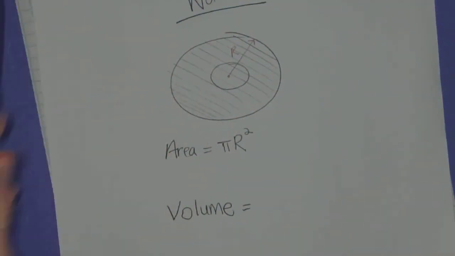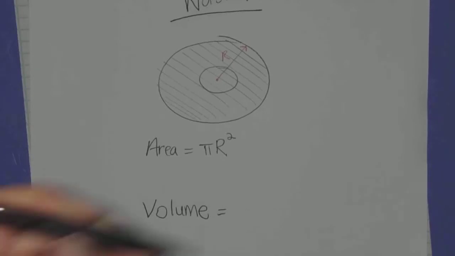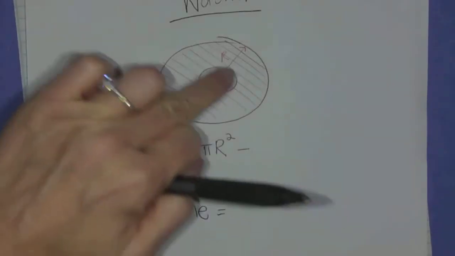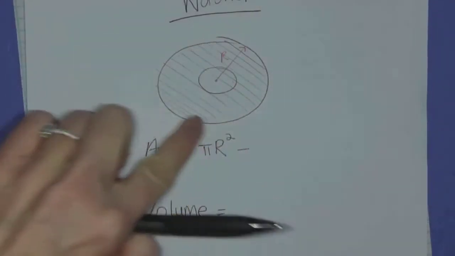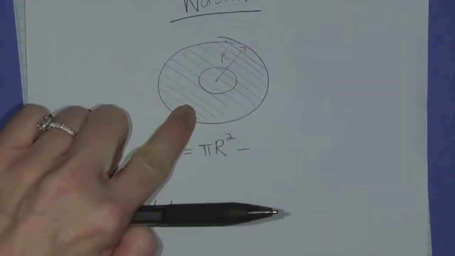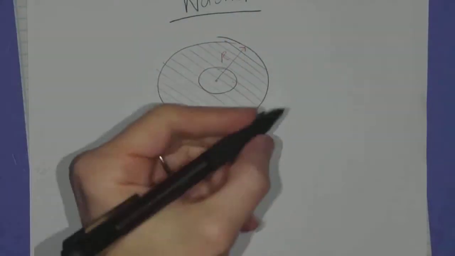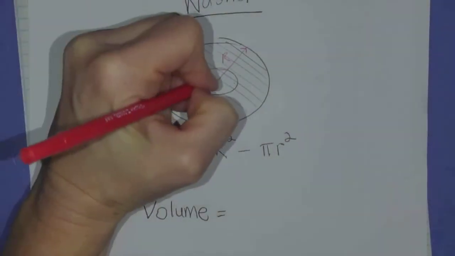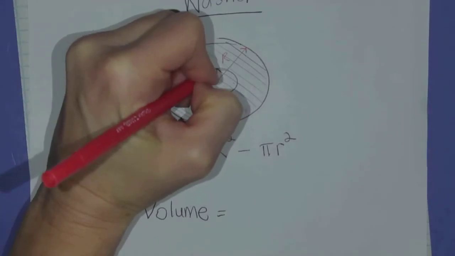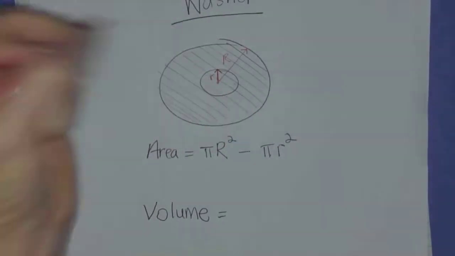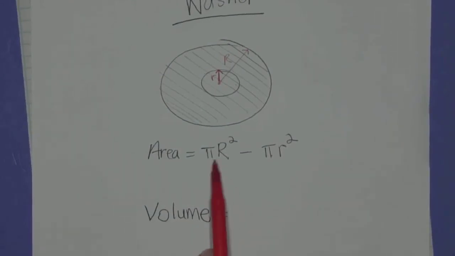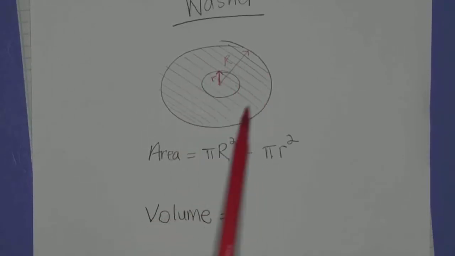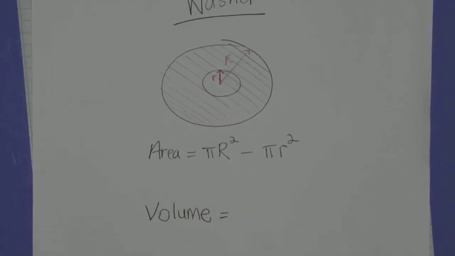But I don't want all that. I've got to take away, hence this subtraction sign, the area of the inner circle. So I need to remove this so that I'm just left with this ring that's left over. So I'm going to subtract another circle of area pi r squared, and that radius right here to the inner circle, I'm going to call lowercase r. So if I take pi capital R squared minus pi lowercase r squared, I'm going to have the area of the washer that remains. Now I want to change that into volume.